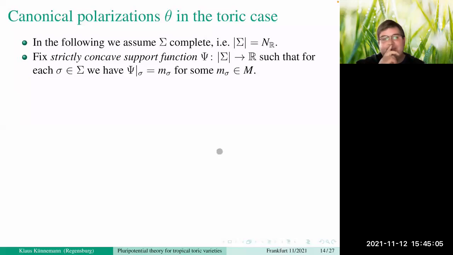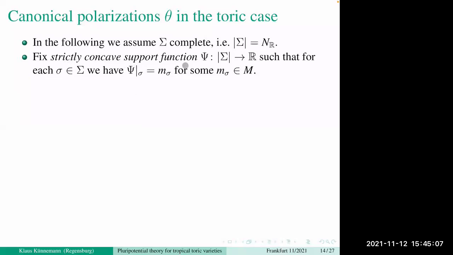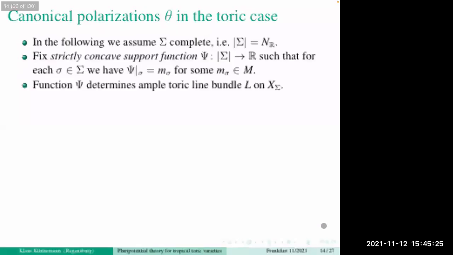Okay, so let's fix a strictly concave support function psi such that for each sigma in the fan the function is linear and even has integral slopes on each cone. So for each cone you have this condition here. Then such a function determines a line bundle L. And if the function is strictly concave, then this line bundle will be ample. And it's a toric line bundle. This means that the action of the torus on the toric variety extends to an action on the line bundle.